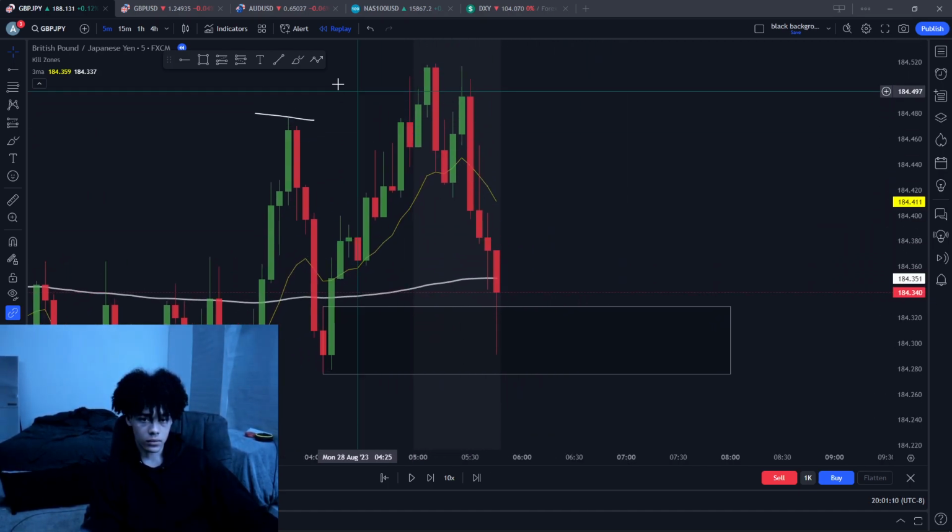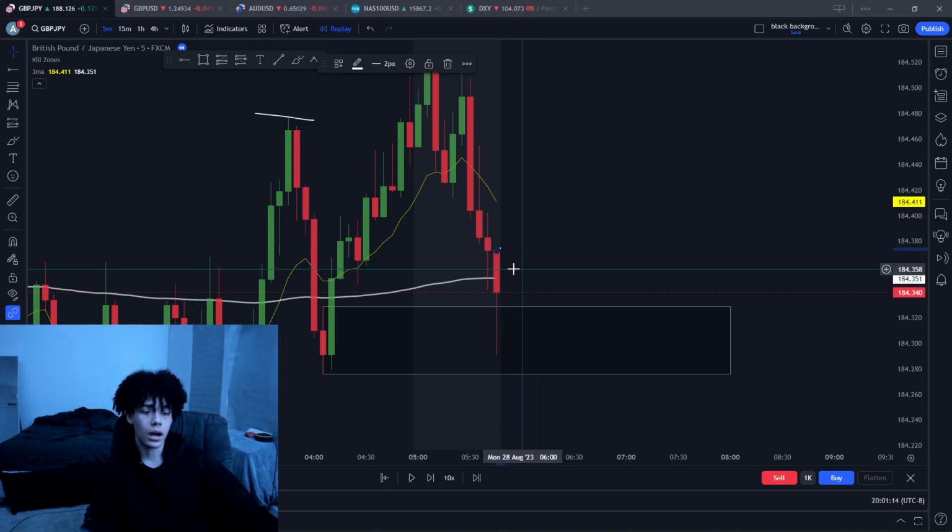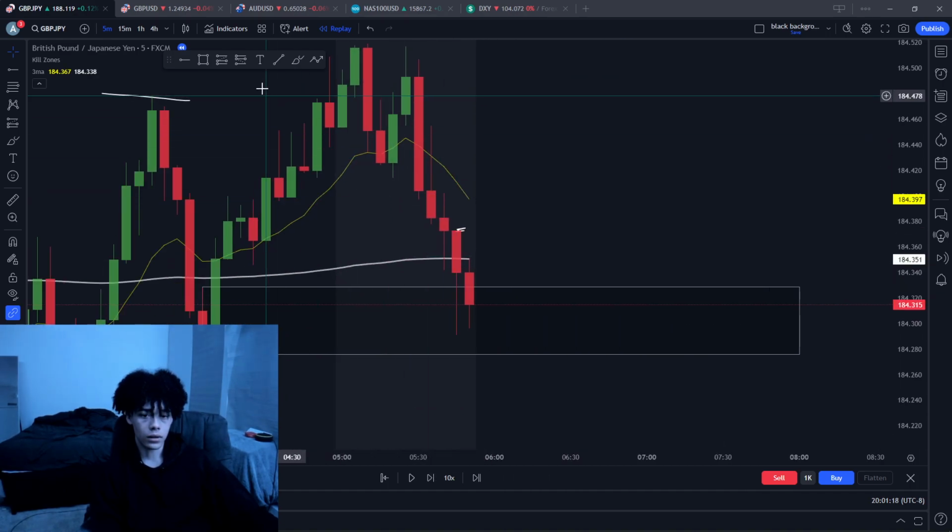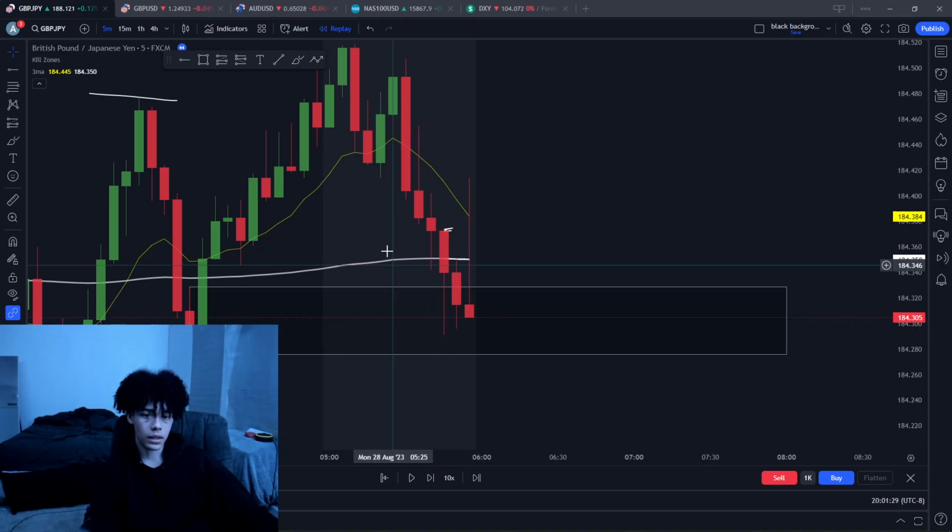If the next candle comes above the high of this red candle, I'm in for the buy. It didn't. So now if it comes above this candle high, this red wick, then I'll be in for the buy. All right, but wow, that's crazy.